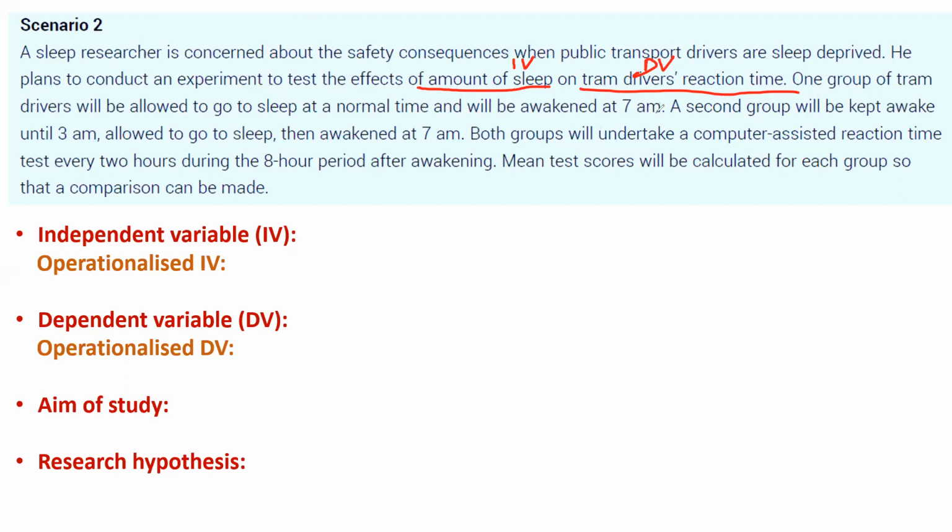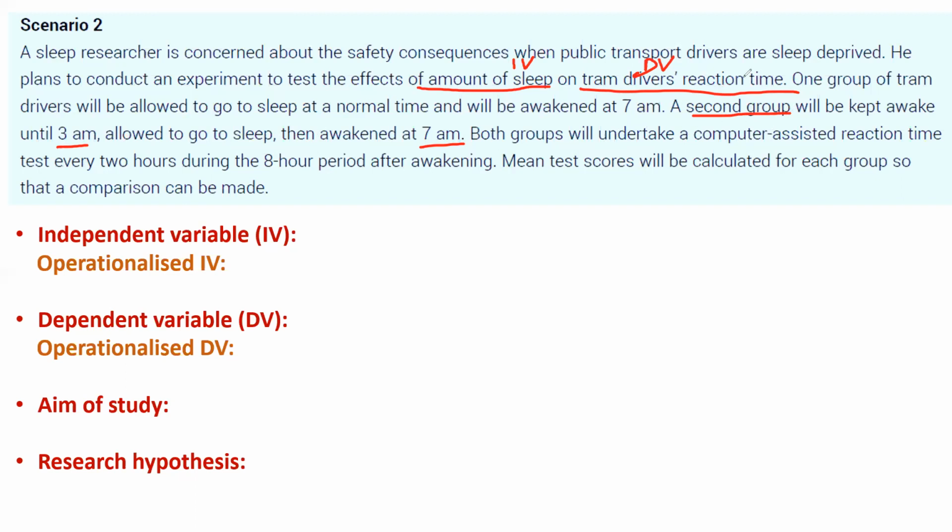They were just woken up at 7 a.m. when it was time to get up. The other group was kind of experiencing a bit of sleep deprivation. So they were kept awake until 3 a.m., allowed to go to sleep, and only awakened at 7 a.m. So they've only technically experienced probably 4 hours of sleep there. Okay, so our second group is the control group. They're the group that are not kind of getting enough sleep there.